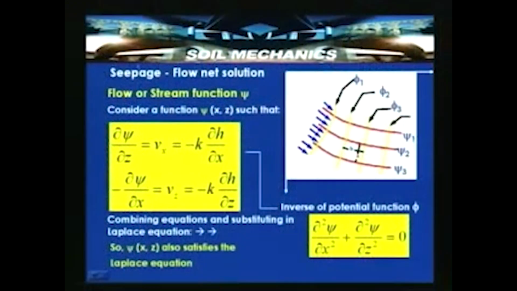Similarly, having seen the potential function, let us now consider whether the stream function or flow function psi satisfies the Laplace equation or not. For that, consider a function ψ(x,z) such that ∂ψ/∂z = Vx = −k ∂h/∂x, and −∂ψ/∂x = Vz = −k ∂h/∂z. Note that this psi is the inverse of the potential function.